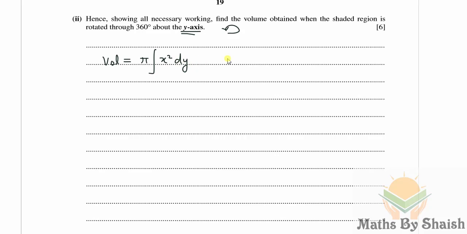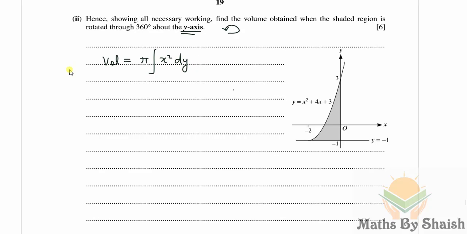So let me bring the diagram here. We can see we are going to rotate about it and we'll get a volume. The limits of y we can see are from -1 to this point, so the limits would be from -1 to 3. From the first part we have got x = -2 + √(y + 1), and we have this curve also.